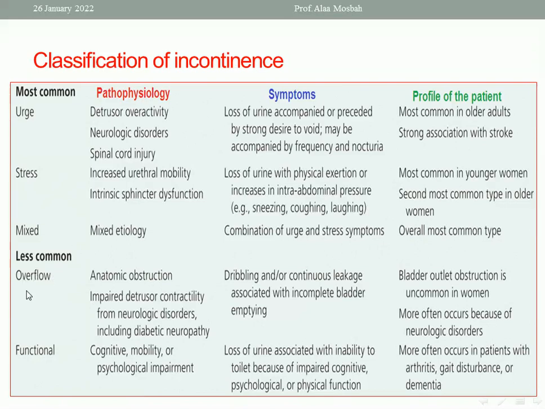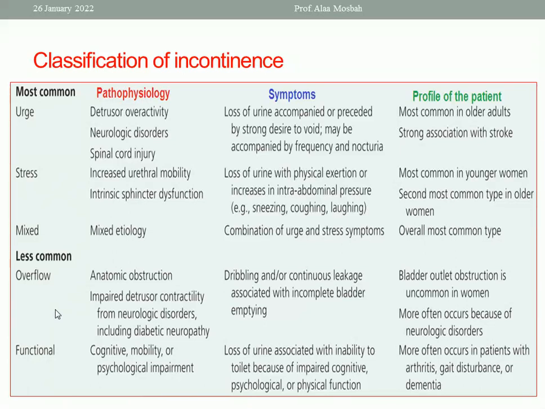Okay, let us go to the other types of incontinence, which are overflow incontinence and functional. As regards the overflow, what is the pathophysiology? There is anatomical obstruction or impaired detrusor contractility from neurologic disease or diabetic neuropathy. Okay. What are the symptoms in overflow incontinence? Dribbling and or continuous leakage associated with incomplete bladder emptying.